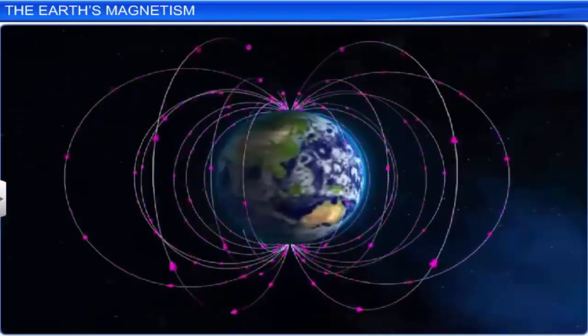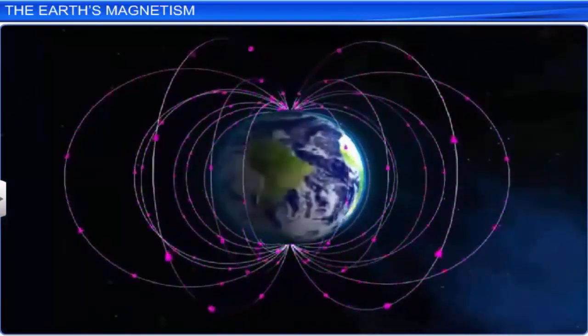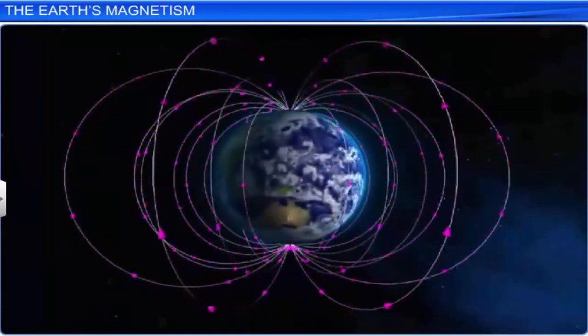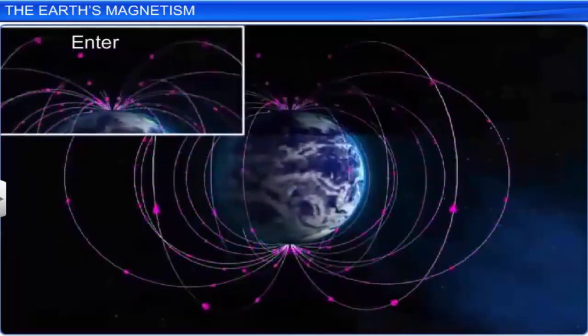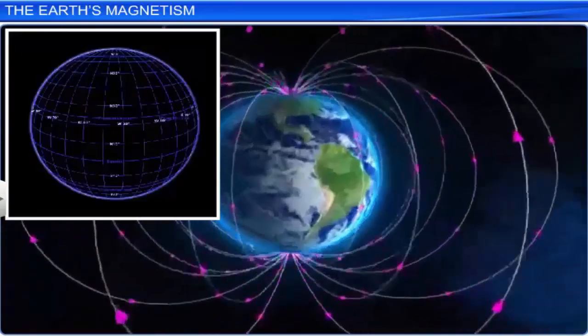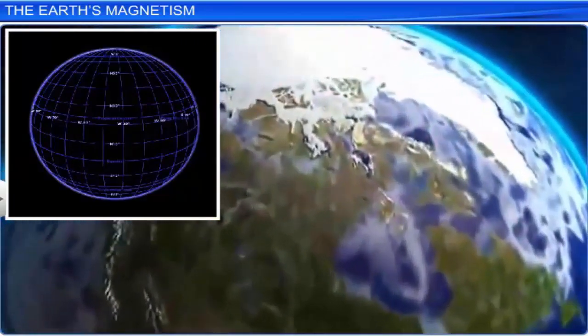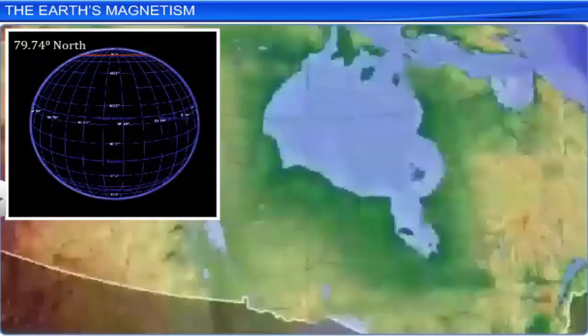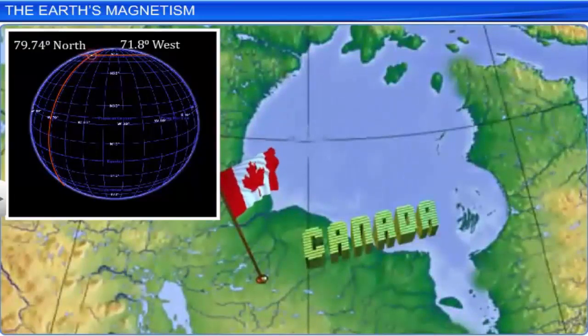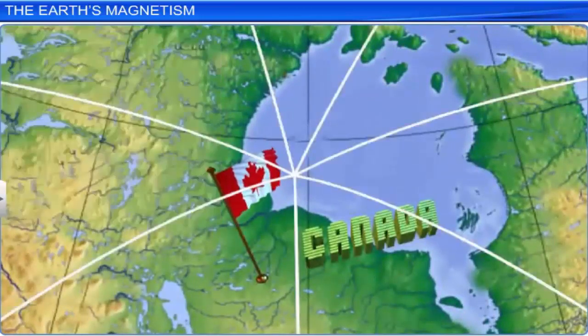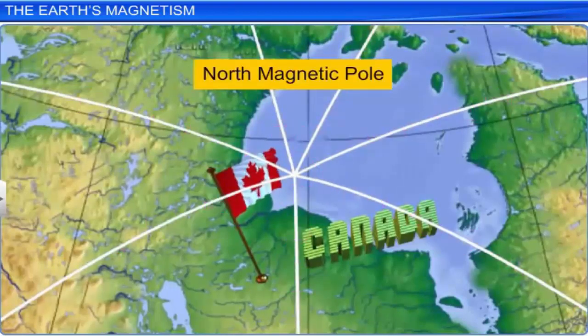From the observation of the Earth's magnetic field lines, we can see that the magnetic poles are located where the field lines due to the dipole enter or leave the Earth. A magnetic pole is located at latitude of 79.74 degrees north and a longitude of 71.8 degrees west. This is a place in North Canada. This pole, which is near the geographic North Pole, is called the North Magnetic Pole. Earth's magnetic field lines enter the Earth near this pole.